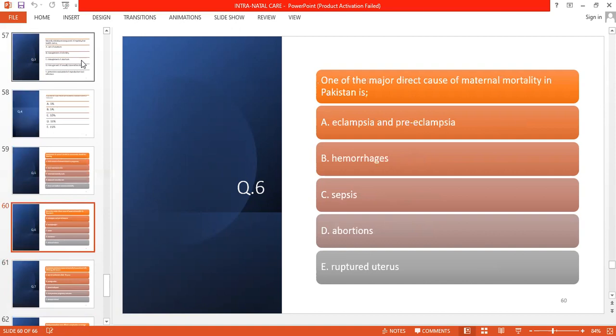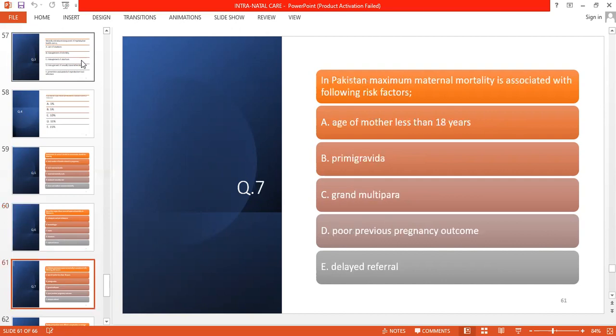One of the major direct causes of maternal mortality in Pakistan is: eclampsia and preeclampsia, hemorrhage, sepsis, abortion, ruptured uterus. B, hemorrhage is the right answer.